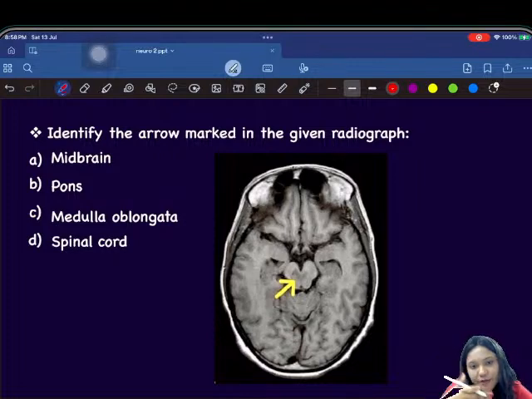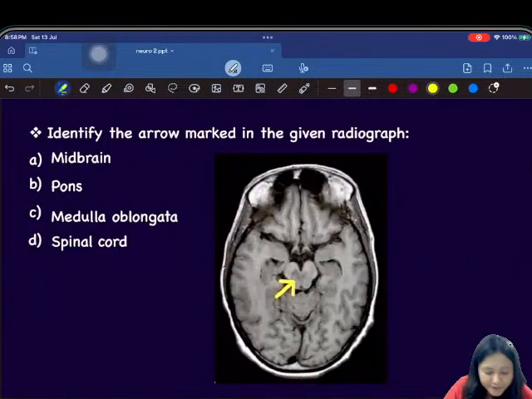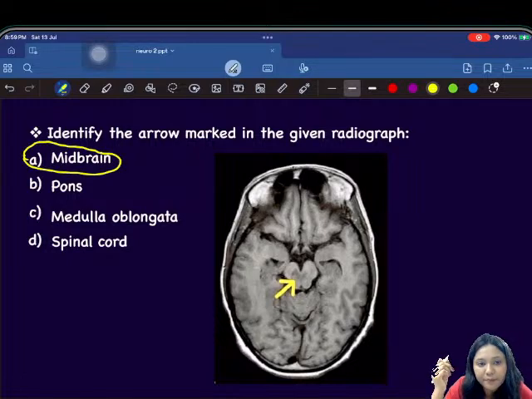In the section, what is this? We have taken an axial section of the scan, and the answer here is midbrain. Yes, you are right. So you can see here, this is the midbrain. The answer here is the midbrain. In the axial section, this is the midbrain.